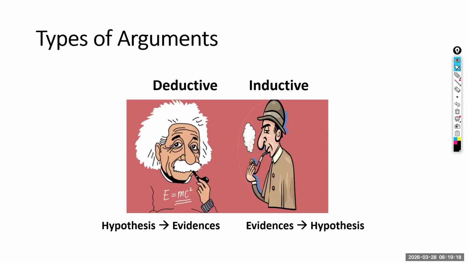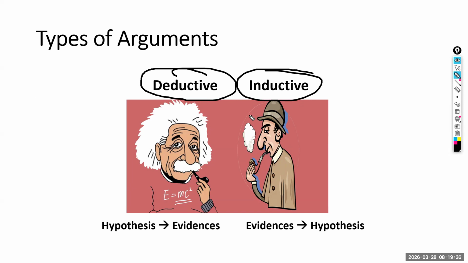So there are two types of arguments: deductive arguments and inductive arguments. Some arguments we derive deductively. That is what we are going to discuss in this subject. A set of hypotheses to a conclusion. So we use logic.